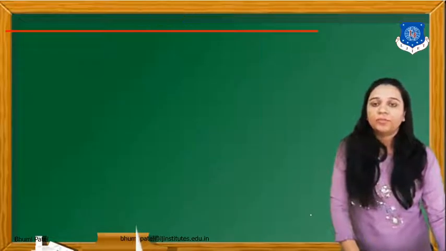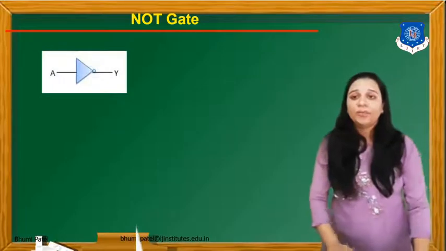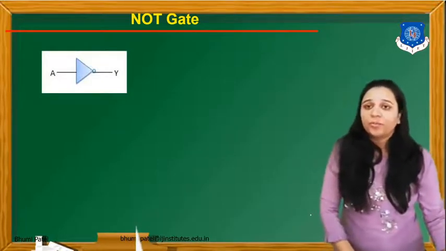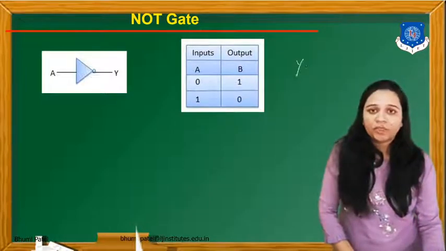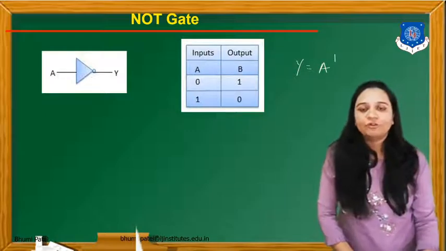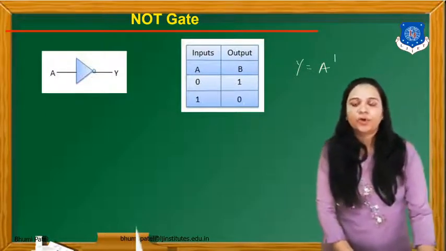Now the third basic gate is the NOT gate. What is the NOT gate? It is the inverter gate. Whatever input is applied, we get the reverse output. The equation of the NOT gate is Y is equal to A dash. That means if A is equal to 0, we get output 1. If A is equal to 1, we get the output 0.